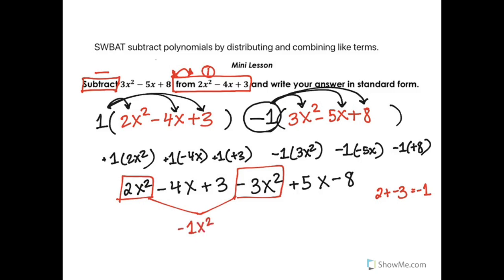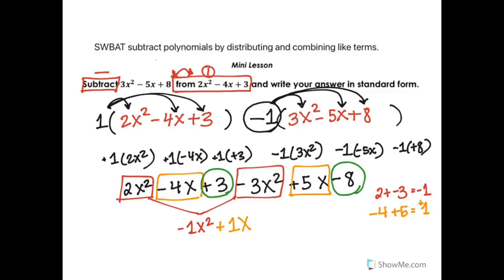x squared. Then I'm going to do negative 4x, and I'm going to combine that with positive 5x. So I have negative 4 plus 5, which gives me positive 1. So I have positive 1x. And then last but not least, I have positive 3, which I'm combining with negative 8. So I have 3 plus negative 8 to give me negative 5. So I'm going to write minus 5 over here.